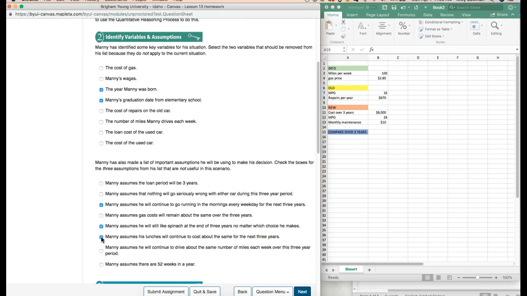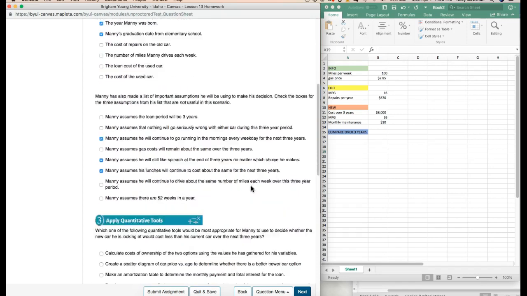We're just looking at the two cars, so that one's also not something that we're going to worry about in this scenario. Manny assumes he will continue to drive the same number of miles each week over this 3-year period, which is great because we're using that in our calculations. So we need that to remain about the same. Same with the amount for gas price. We're hoping that also remains the same. And then lastly, Manny assumes that there are 52 weeks in a year, which is great. We're not going to go out to any decimal places or worry about leap year and stuff like that.